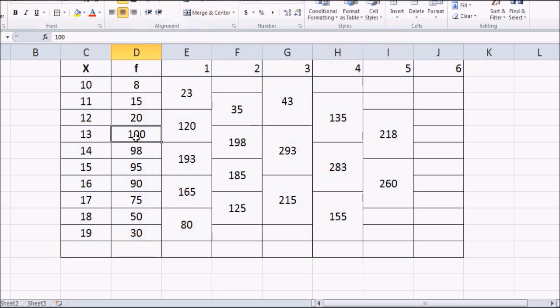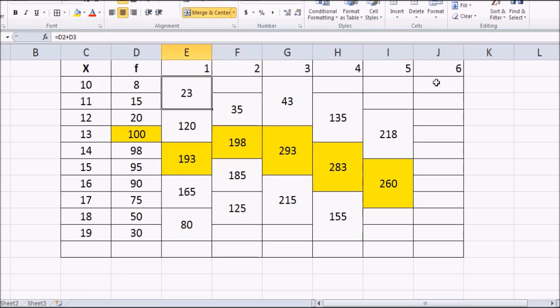So here the maximum is 100. Next we see the maximum falls here, 193. Next it's 198 in this column, 193, 198, then here it's 293, here it is 283, and here it's 260. So we have these maximums. Now let's count the maximum.